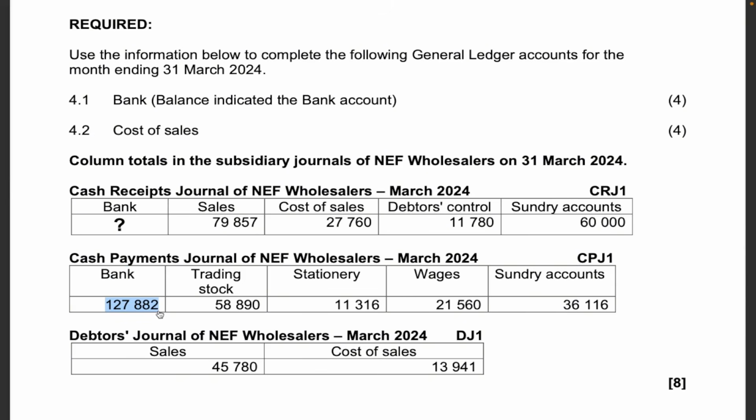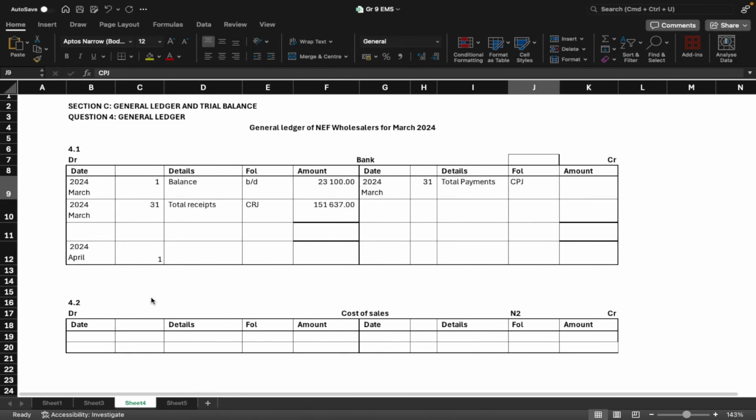If you know your cash payments journal and the cash receipts journal, if you have the total for your bank column, then you have everything that you paid out. Remember, here under cash receipts, we didn't have the total for our bank. We're given a question mark here, and we are told these are the column totals in the subsidiary journals. And so for the cash payments journal, we don't even have to do the calculation. We're just going to take the 127,882 rand. And by the way, if you add all these other columns together, you will see that it will actually give you that amount. They all make up what we have under bank here. So 127,882 is what we're going to put here as the total payments for the month of March.